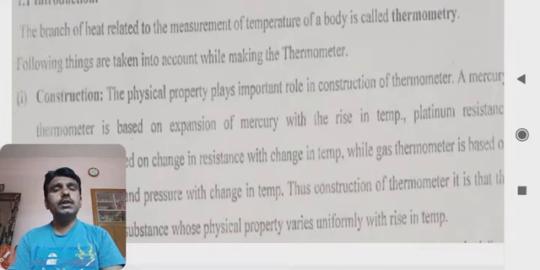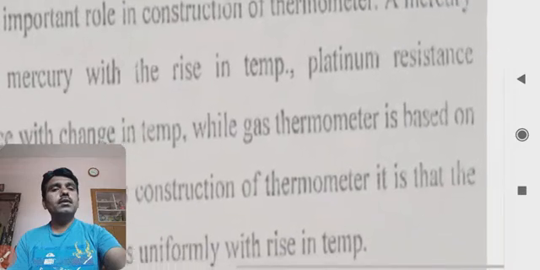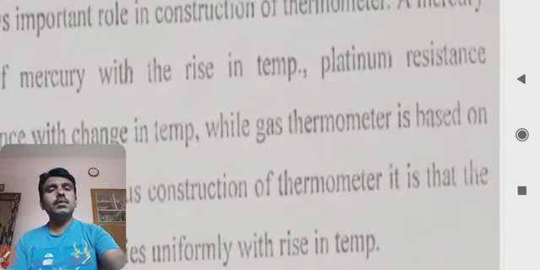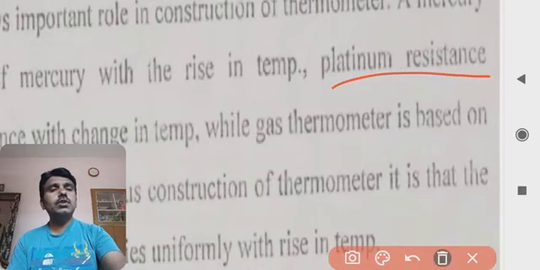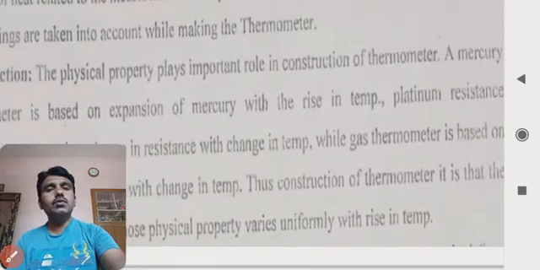As the temperature rises, the mercury expands and shows the temperature variation, and that is one of the liquid-based thermometers. Another type is where platinum resistance is used, and platinum resistance means that as the temperature increases, the resistance goes on changing in such thermometers.